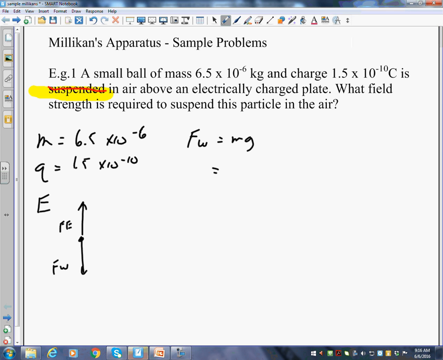The mass is 6.5 times 10 to the minus 6 times minus 9.8. That gives 6.37 times 10 to the minus 5 newtons. Negative, implying down.